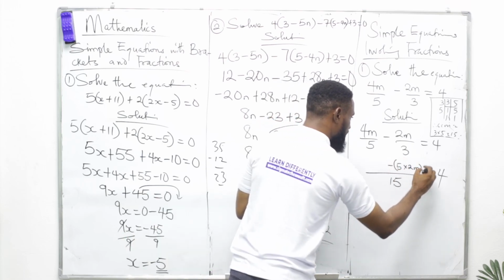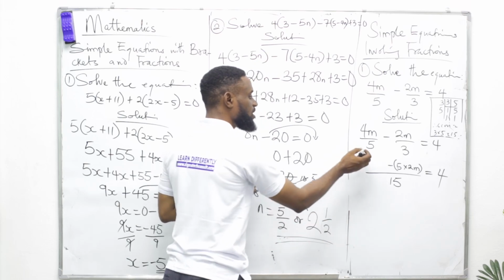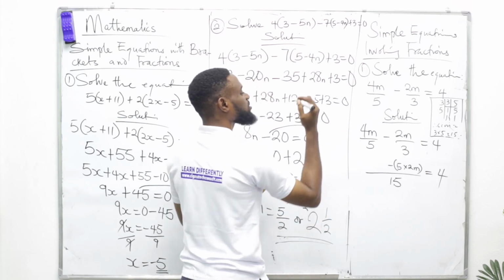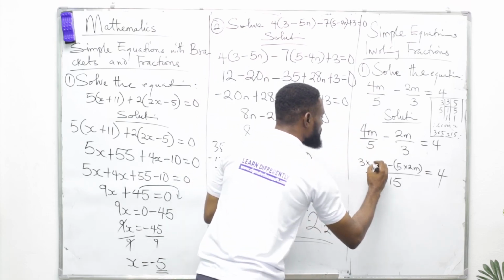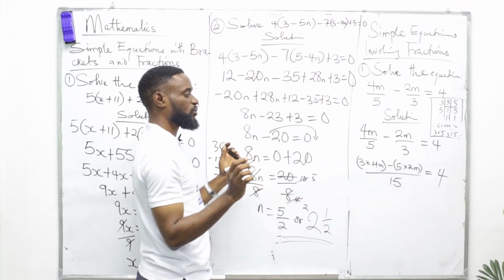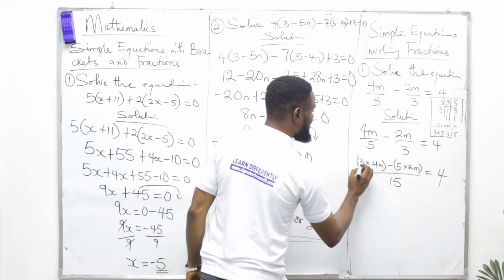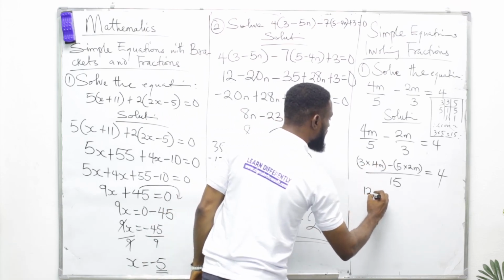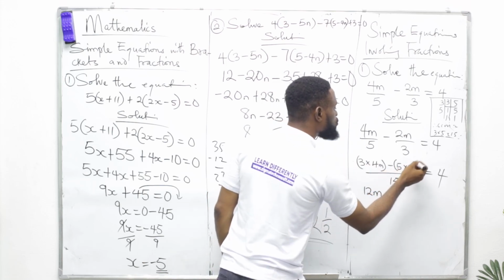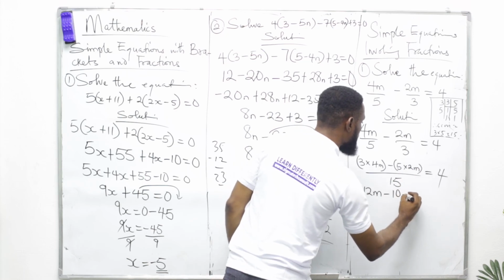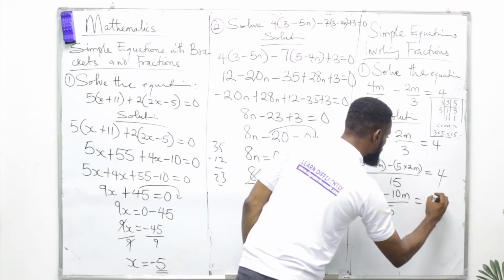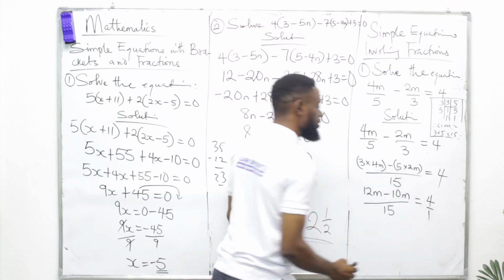Minus, so let's put this in brackets. We come here. 5 divides 15 to give us 3, and 3 times 4m. So we can now express this: 3 times 4m is 12m, minus 5 times 2m, which is 10m, all over 15, is equal to 4. Now, this 4 is over 1. Do you get the point?